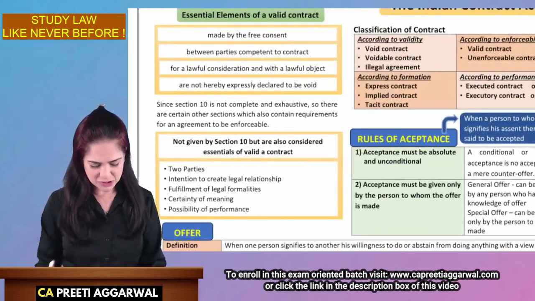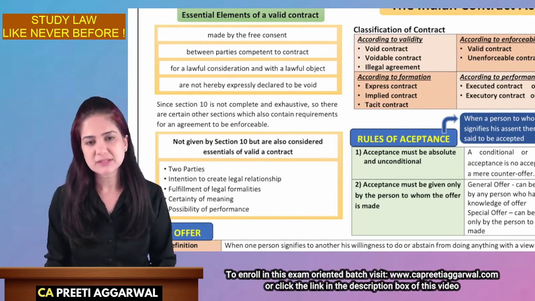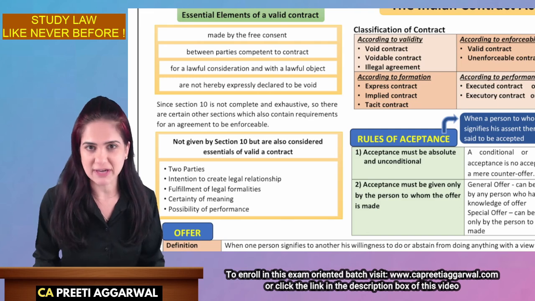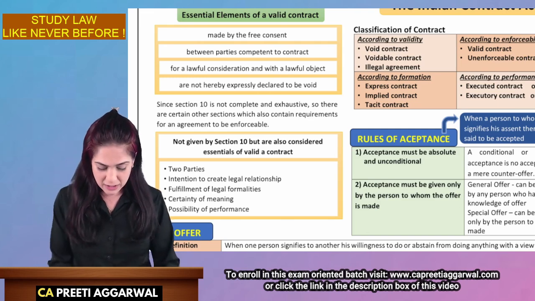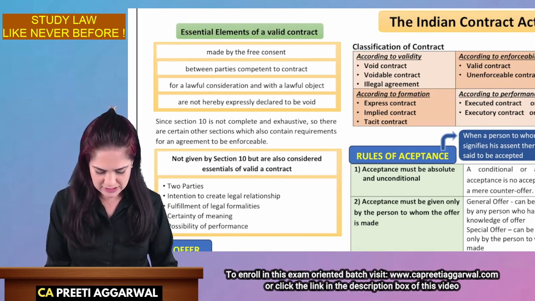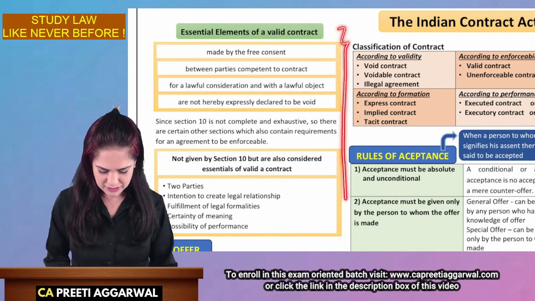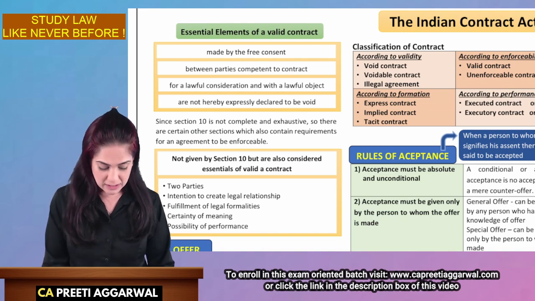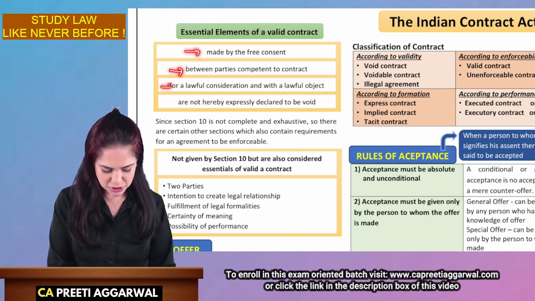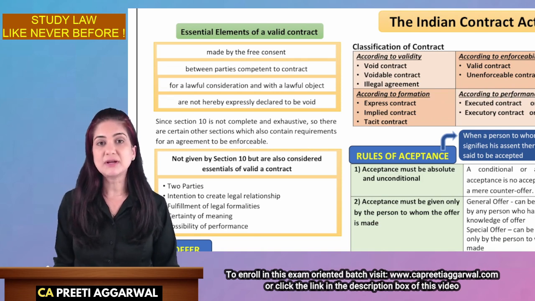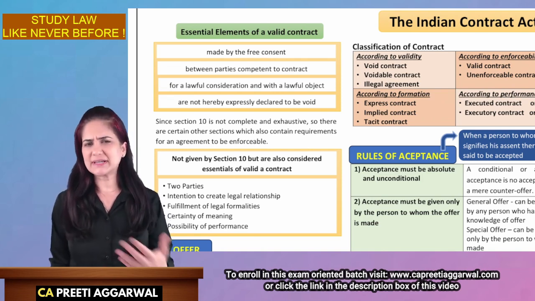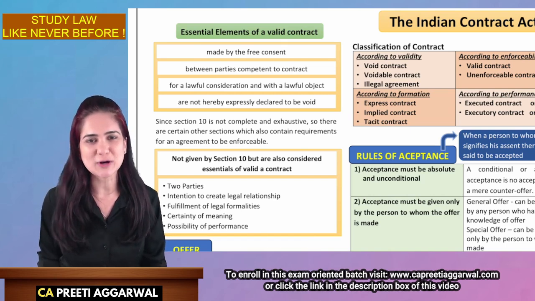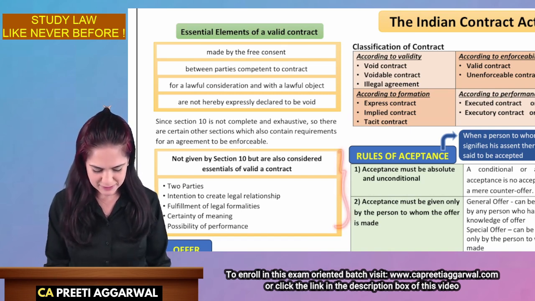So now let us just write and practice the essential elements, and I will also write and practice the classification of contracts with you. Okay, now in my chart book, you will notice that I have mentioned the essential elements of a valid contract. These are few essential elements which are mentioned in section 10. But section 10 is not a complete list. There are other elements also which are required to make a valid contract, so that we have covered separately.